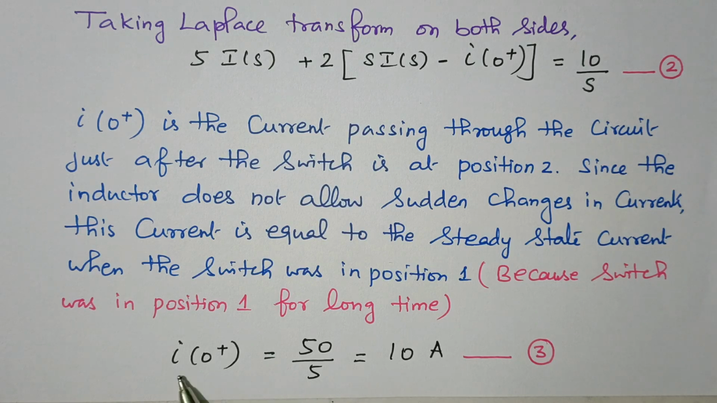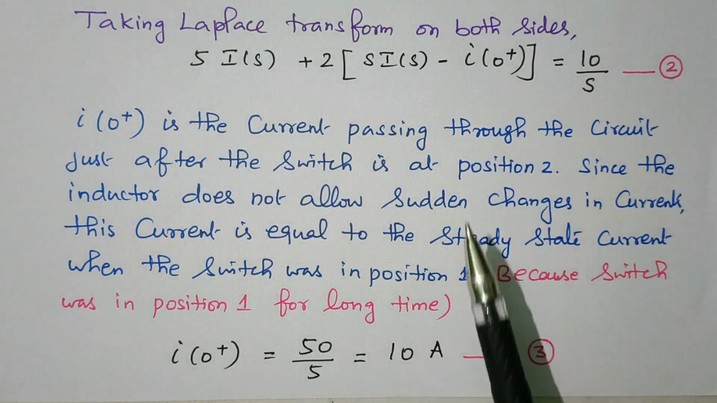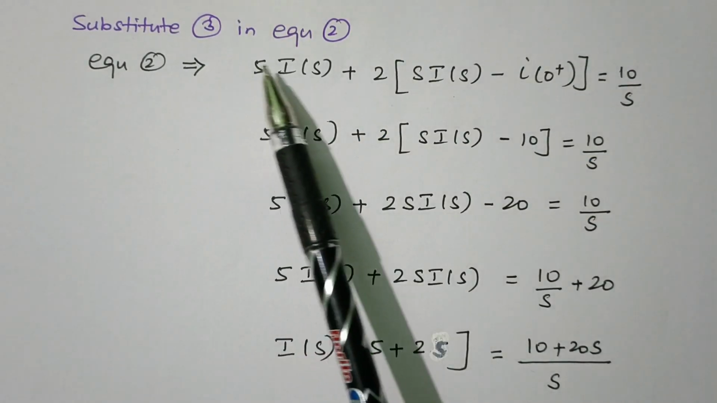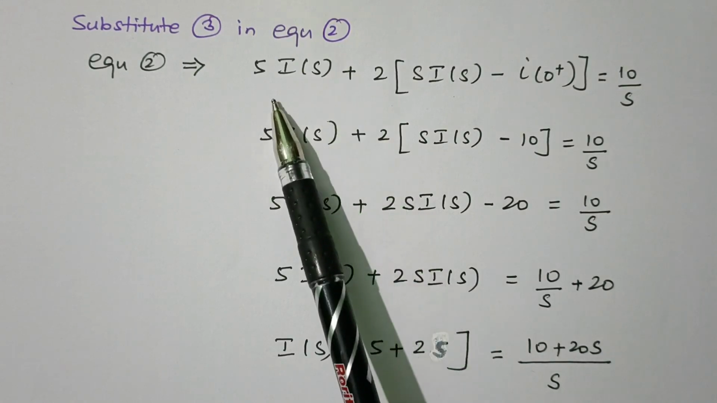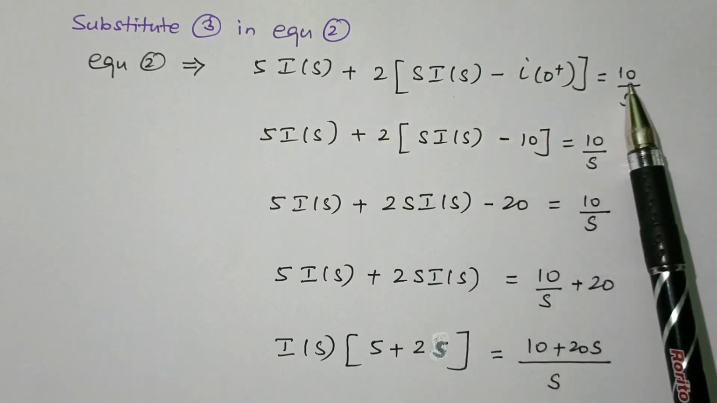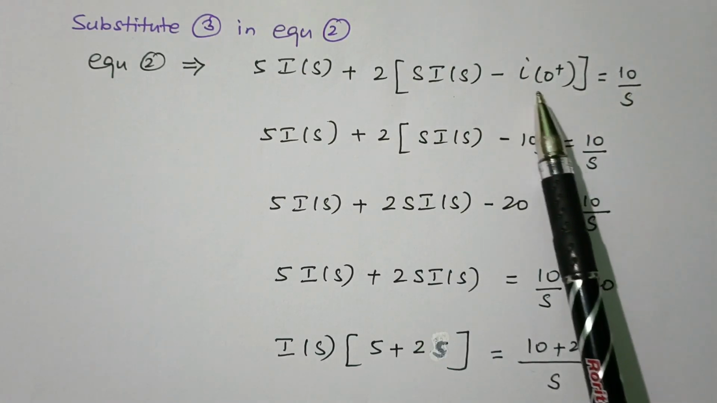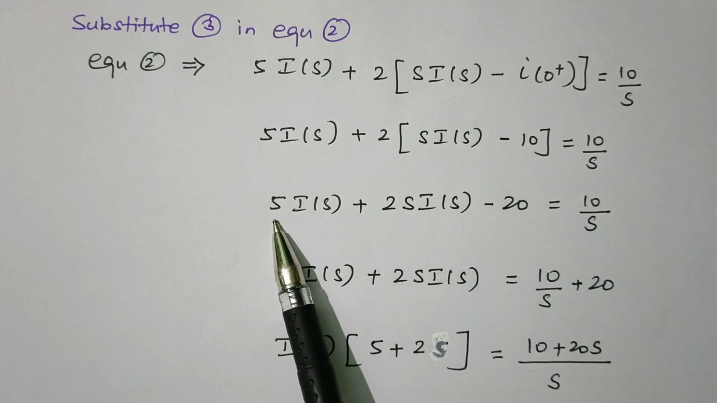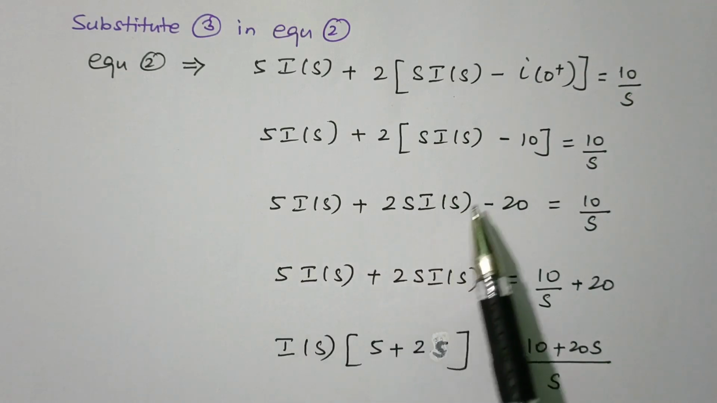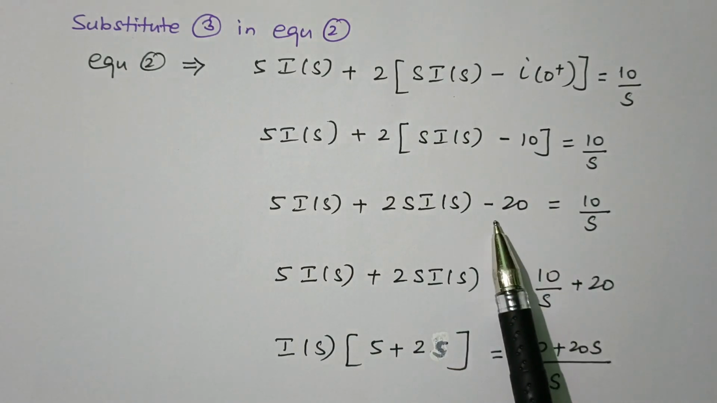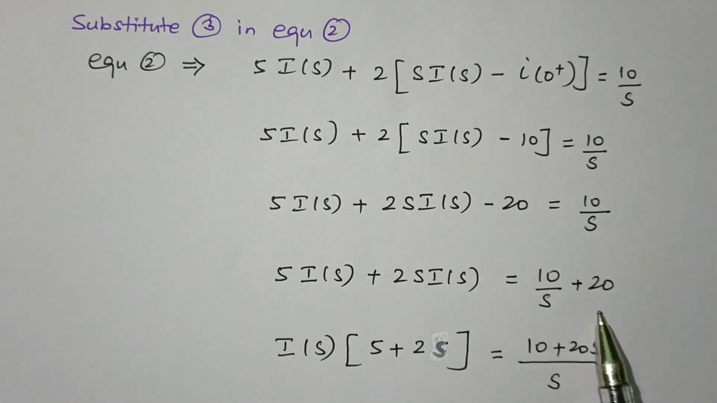Now we can substitute this value I0 plus equal to 10 ampere in equation 2. Substitute the current value in equation 2. So 5 I of s plus 2 into s into I of s minus I0 plus equal to 10 by s. This is equation 2. Here we substitute I0 plus equal to 10. So multiply inside now. 5 I of s plus 2s I of s minus 2 into 10, 20, equal to 10 divided by s. Now I will bring this minus 20 to that side, so it becomes plus 20.